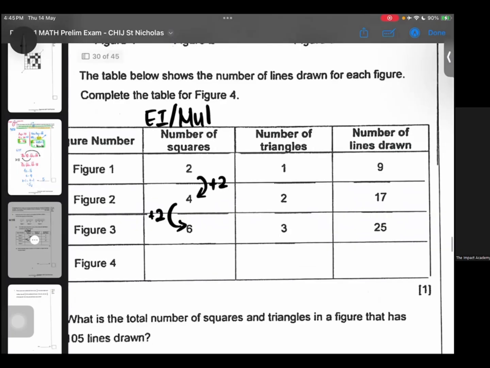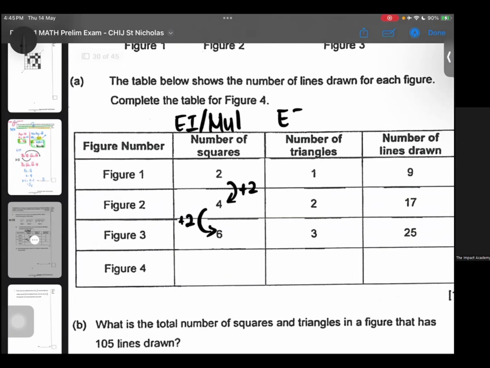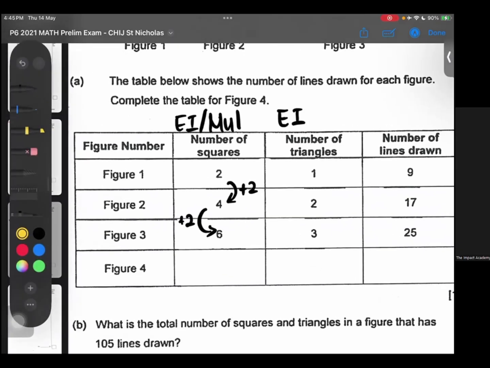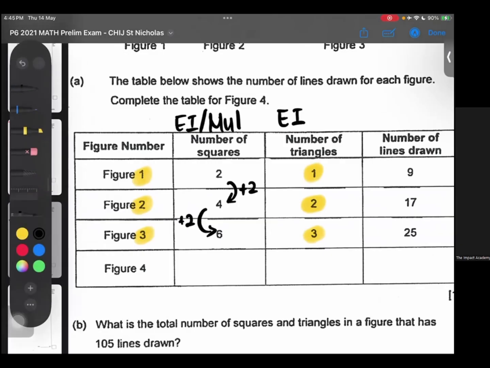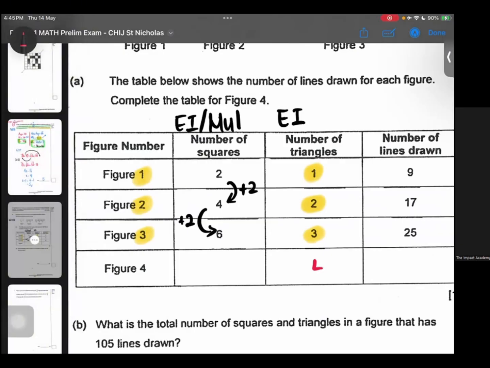For the number of triangles, you can see equal intervals, but it's a very obvious one. You know why? Because the number of triangles equals the figure number. So to fill up this table, super easy. We just know that this is 4.